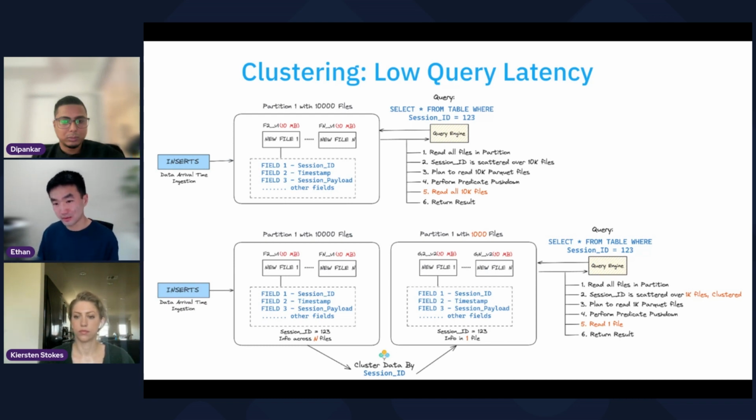And along with file sizing, we also sort the data based on session ID. So assuming that this session has only a few records, it should only appear in one file. After query planning, I know I only need to read this one file. Then during the execution phase, only this one file is read. So this is how clustering helps to reduce the I/O and ultimately the query latency.